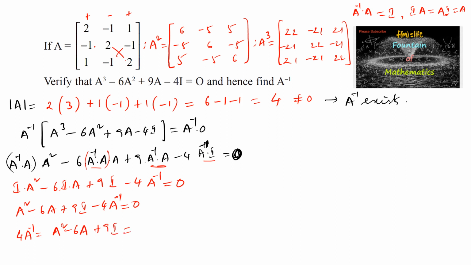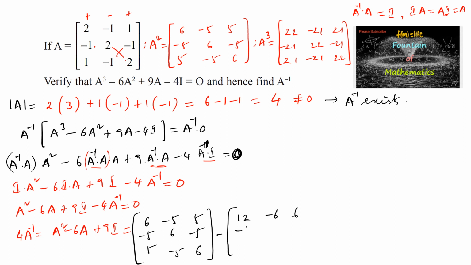Let us simplify this. A square is 6, negative 5 and 5, minus 5, 6 and negative 5, and 5, negative 5 and 6, minus 6 times of matrix A. So let us multiply 6 to the matrix. 6 2s are 12, negative 6 and 6, negative 6, 6 2s are 12 and negative 6, and 6 and negative 6 and 6 2s are 12, plus again 9 times matrix we can write 9 0 0 0 9 0 0 0 9.